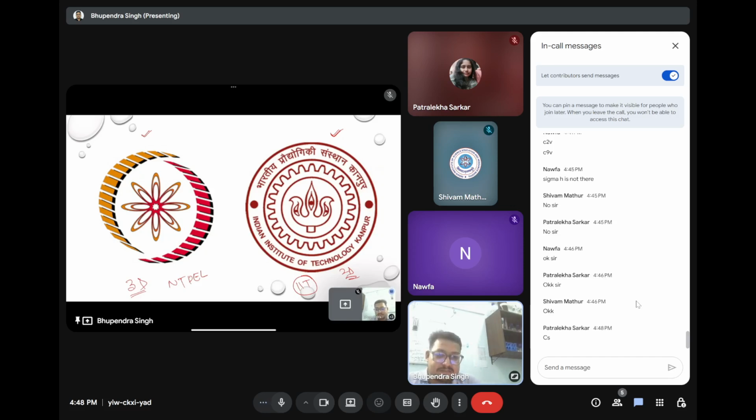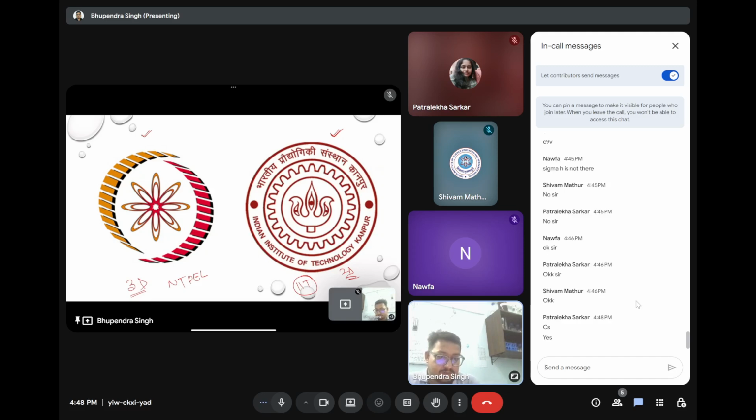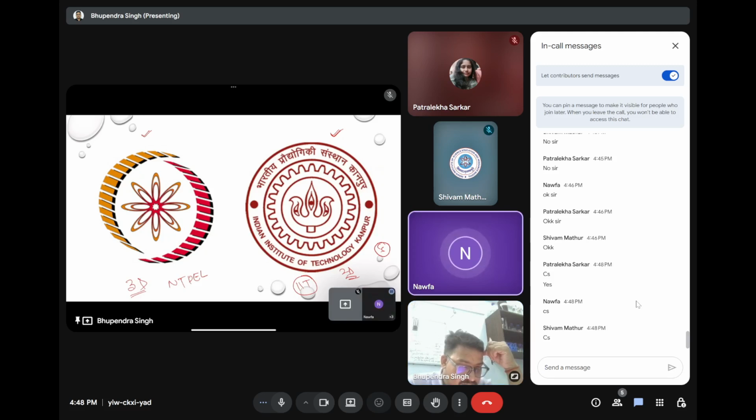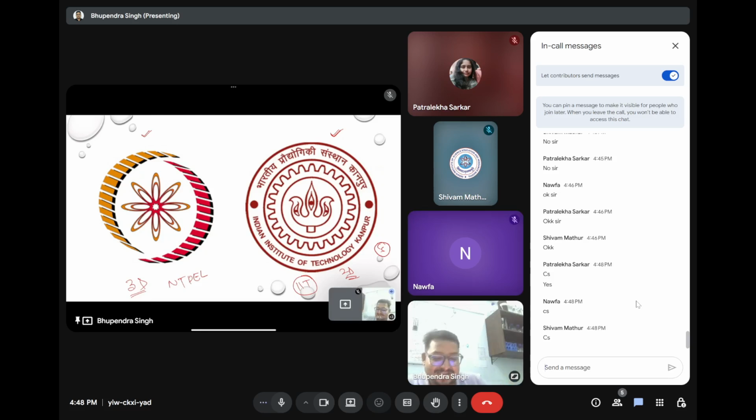Okay, Patlika is saying Cs for the IIT Kanpur logo, I guess. Okay, now let the other people also find the point group. Okay, Nafa is saying Cs. Is it really Cs? Nice, good. Okay, this logo, whatever picture I am presenting, its point group is Cs.